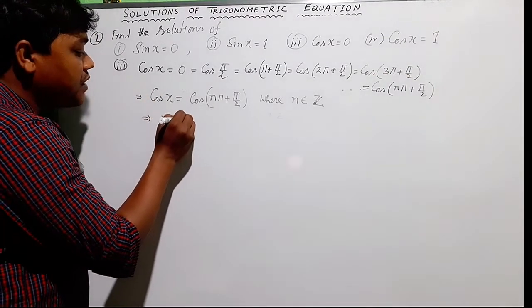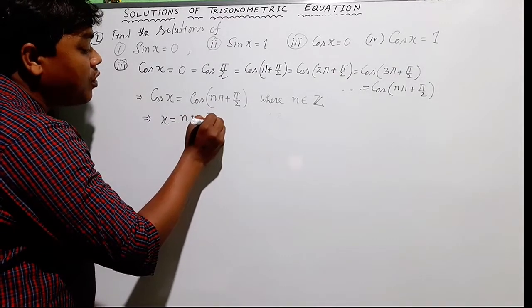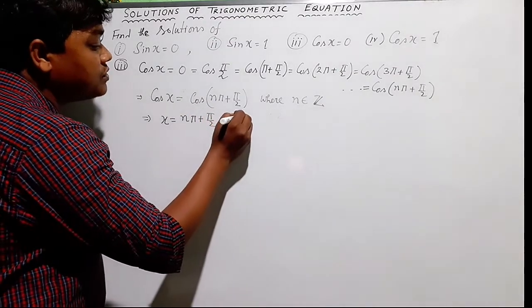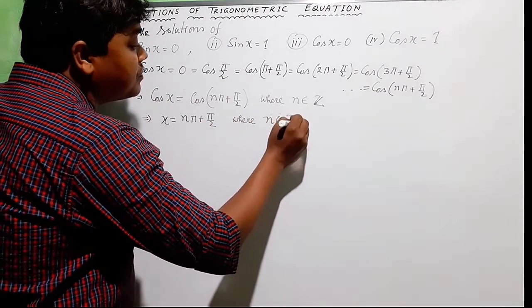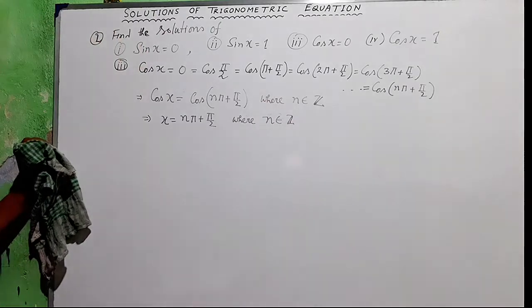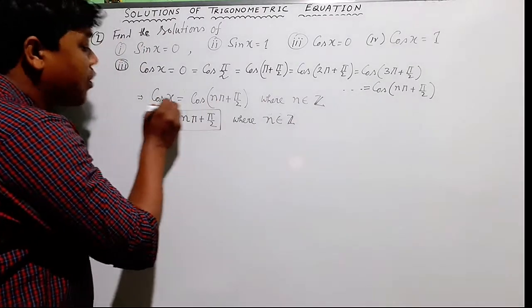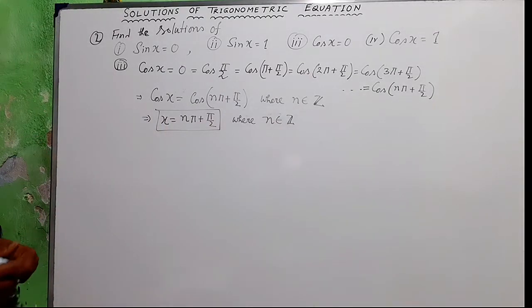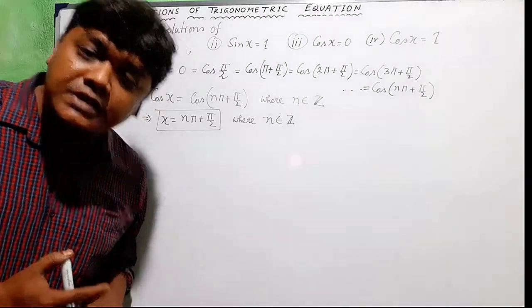x equals n pi plus pi by 2, where n belongs to Z, and Z equals the integer set which contains the elements 0, plus minus 1, plus minus 2. That is also a general solution which contains all the solutions of the particular equation cosine x equals 0.